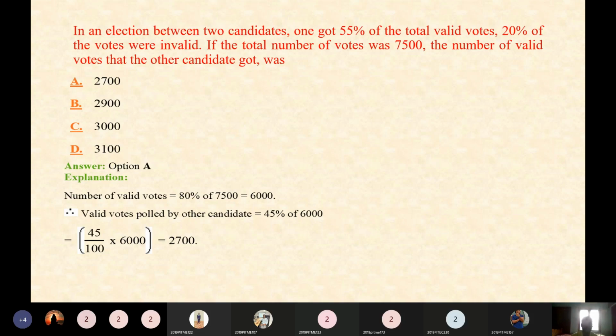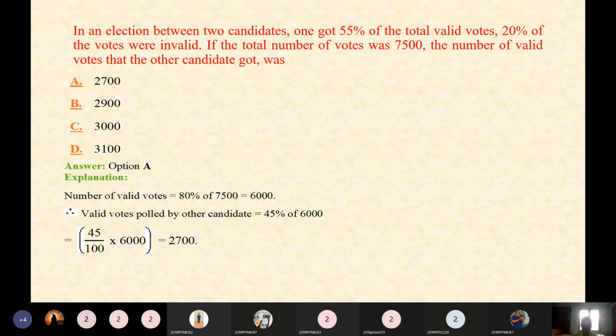Now we calculate the 45%, because they're asking how many votes the other person got. So we get 45% of 6,000. If you want the value of 45% of 6,000, or 20% of some number, what to do is 20 by 100 into the particular value. So 45% of 6,000 means 45 divided by 100 into 6,000 gives you the votes received by the other candidate.